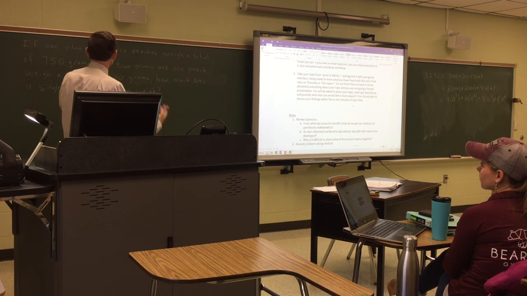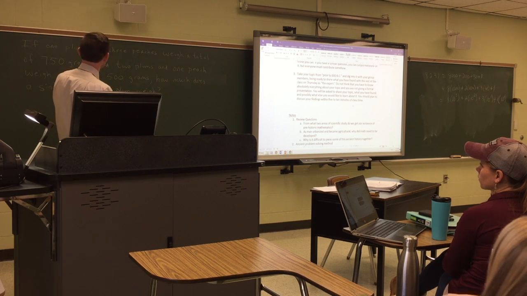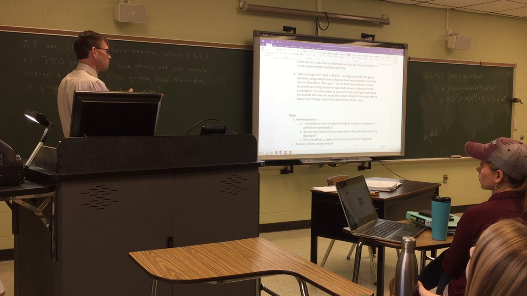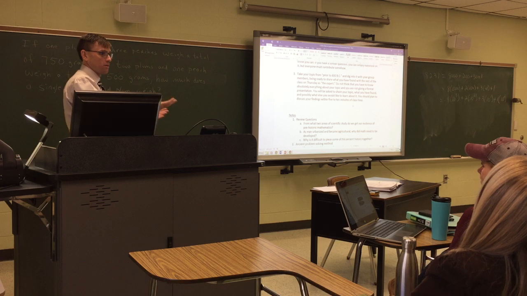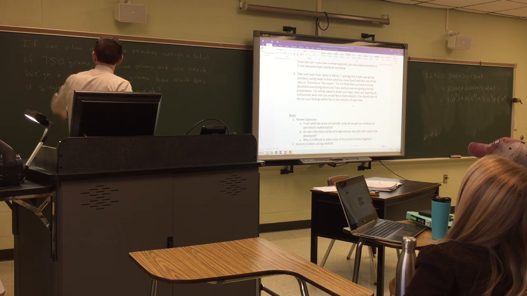If 1 plum and 3 peaches weigh a total of 750 grams, and 2 plums and 1 peach weigh a total of 500 grams, how much does a single peach and plum weigh? I'm going to say to do this, because these are on a scale, by the way. These are on a scale, okay?